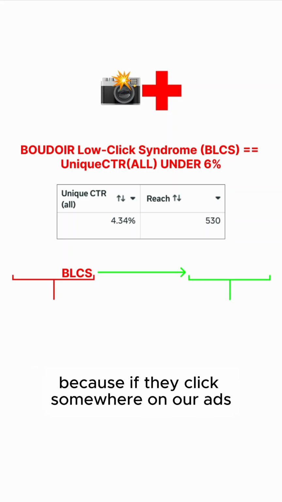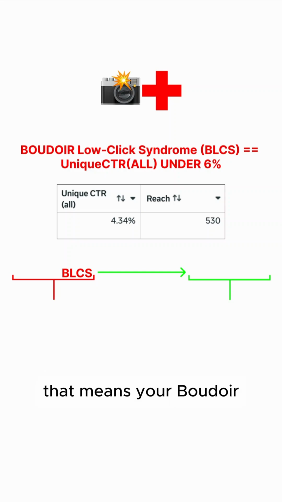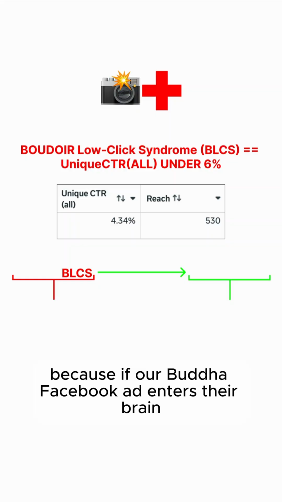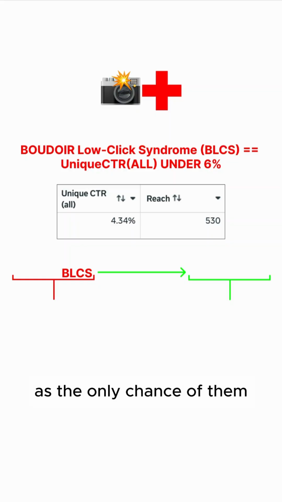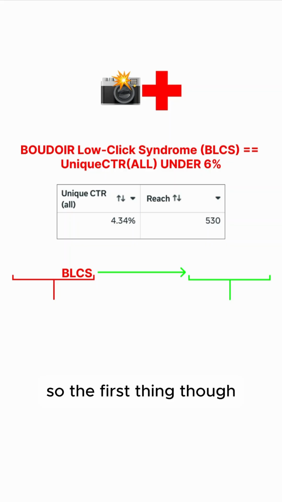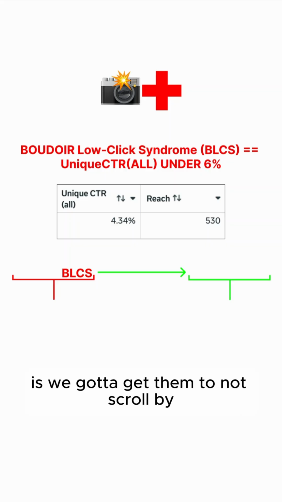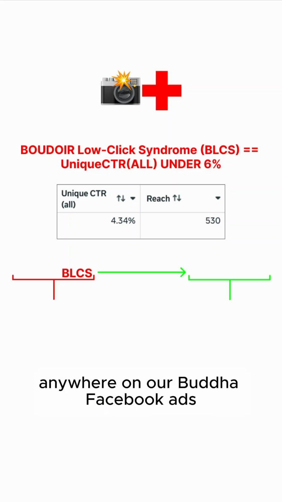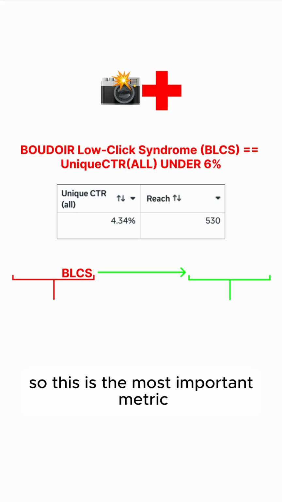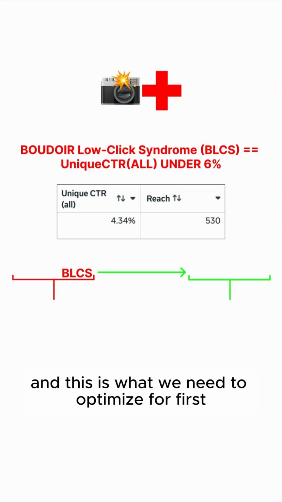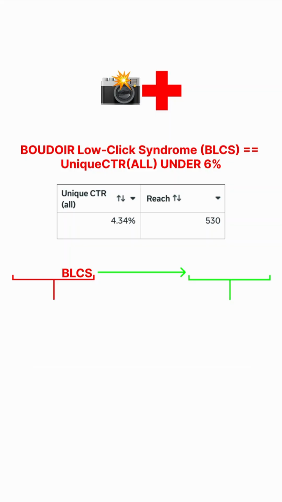And we care about this because if they click somewhere on our ads, that means your Boudoir Facebook ad has entered their brain. And if our ad enters their brain, that's the only way their chance of buying from us is greater than 0%. So the first thing is we've got to get them to not scroll by and instead click somewhere, anywhere, on our Boudoir Facebook ad. This is the most important metric that we look at first when advertising, and what we need to optimize for first. It's the highest leverage activity we can do in all of advertising.